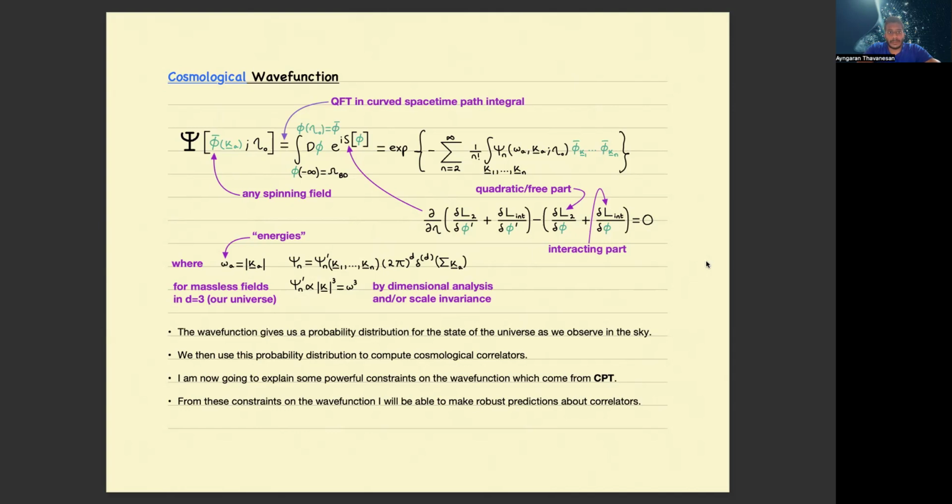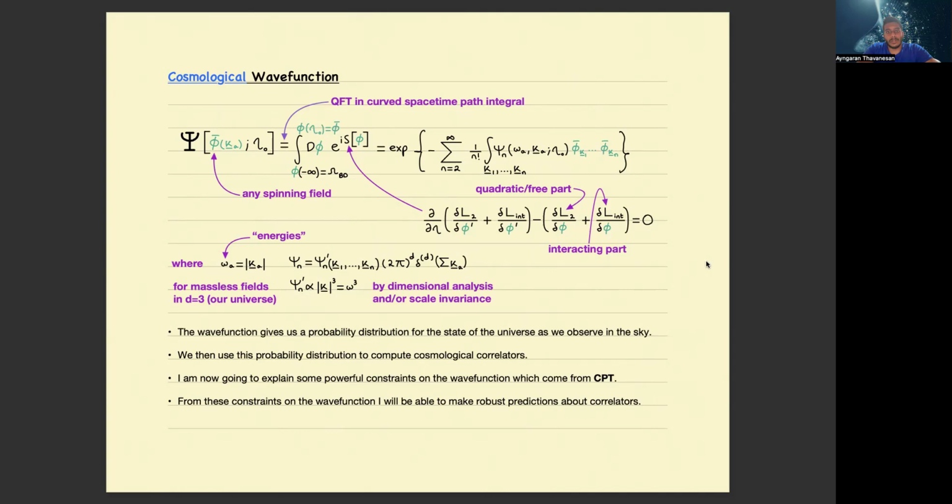And this field can be any specific spinning field. So this could be a scalar field, which then gives rise to temperature fluctuations, or it could also be the graviton, which then would lead to the graviton fluctuations, which we hope to measure.